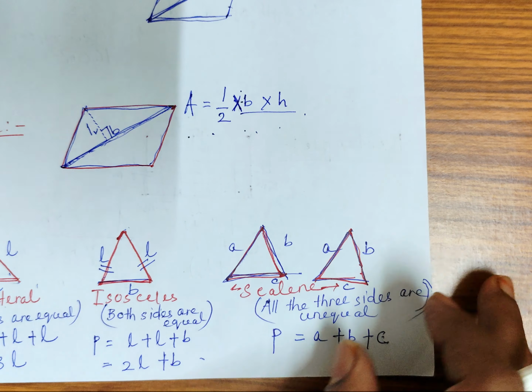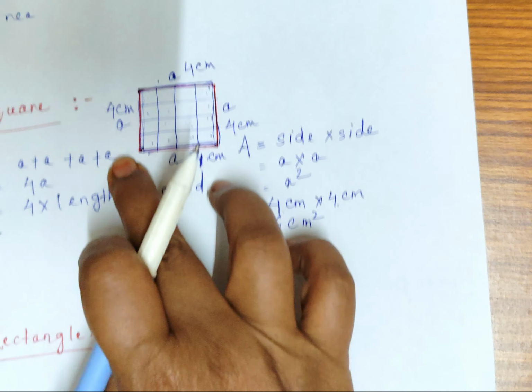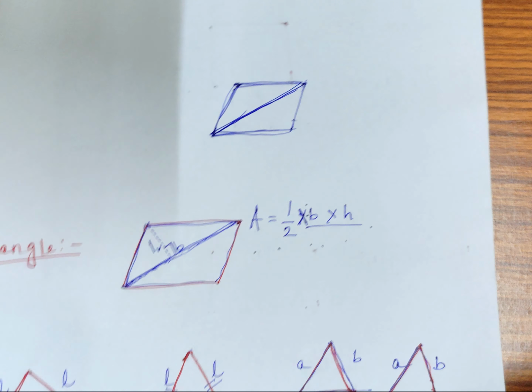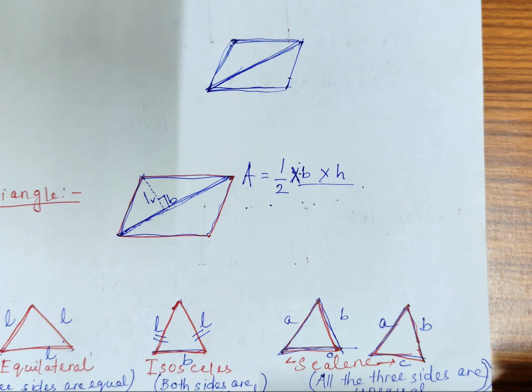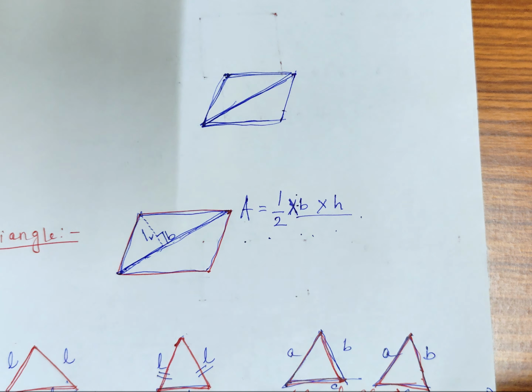Understood? Clear till now? We have seen perimeter and area of square, rectangle, parallelogram and triangle. Okay. In the next class, it will be more clear once we take some examples from all these. Then it will be very clear.